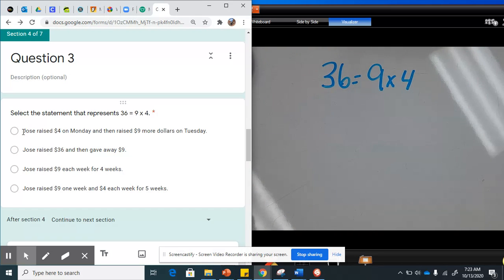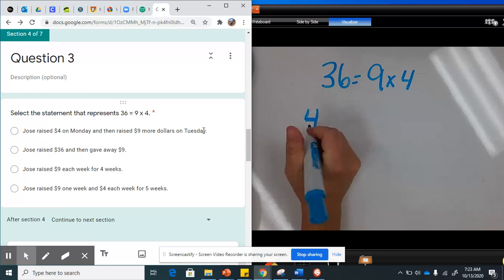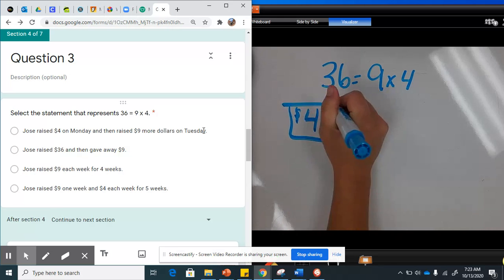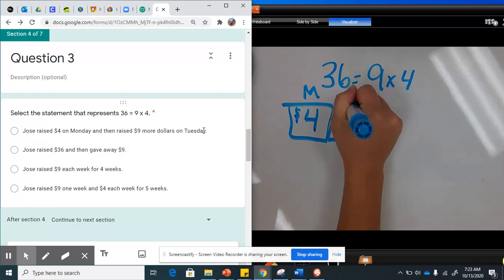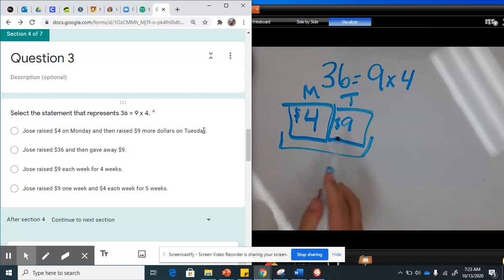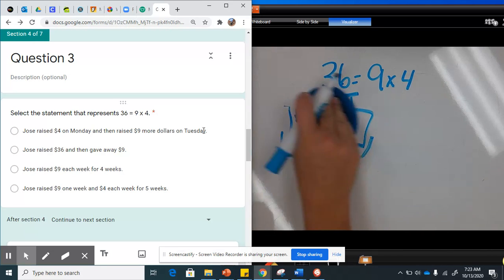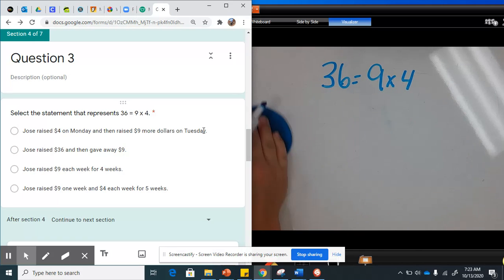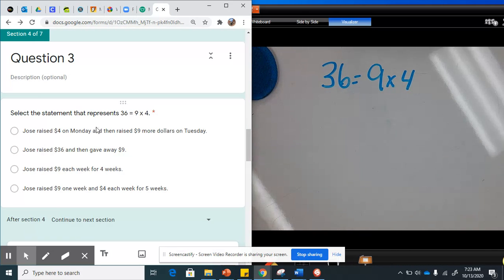The first one says, Jose raised $4 on Monday, then raised $9 more on Tuesday. Okay, so he raised $4 on Monday, and then Tuesday he raised $9 more. Well, I don't see equal groups, so I'm not going to be multiplying. And 9 and 4 will give me $13. So he made $13 total. So that's not that equation. Drawing pictures helps me see if the equation would be true or not. So I'm not going to pick answer A because I know that's an adding one.